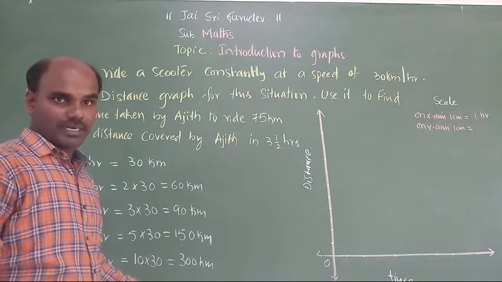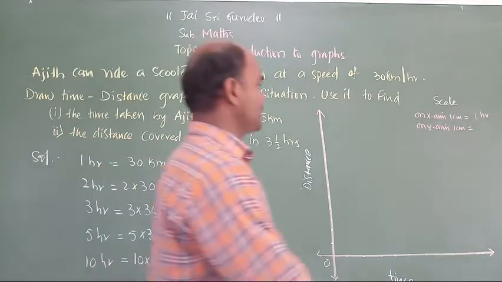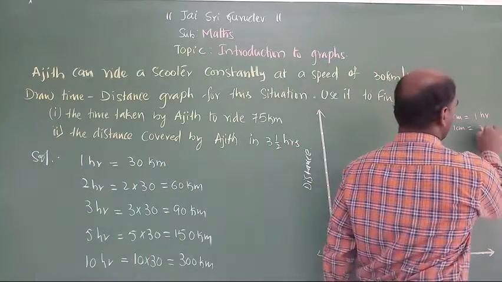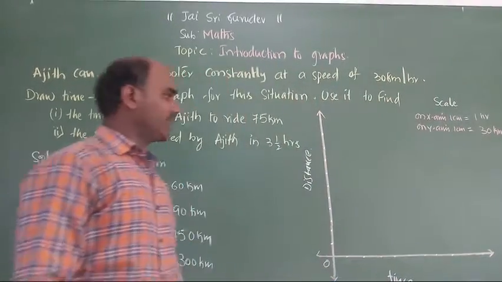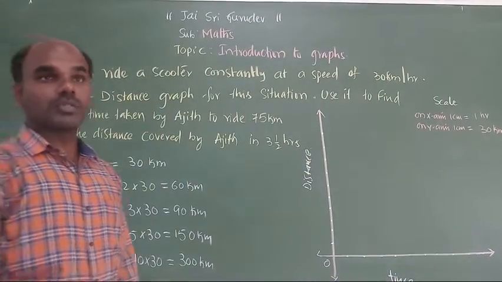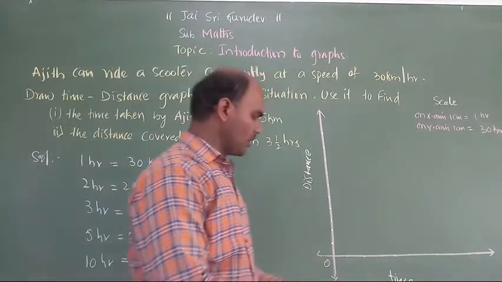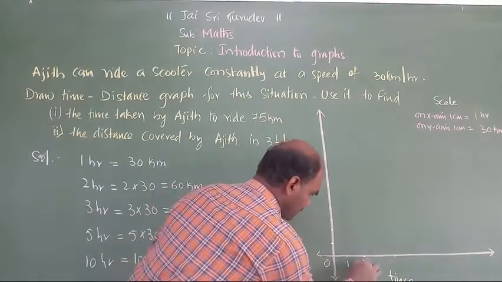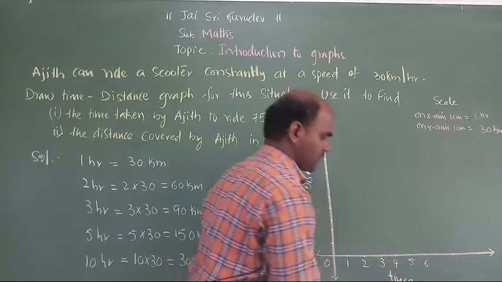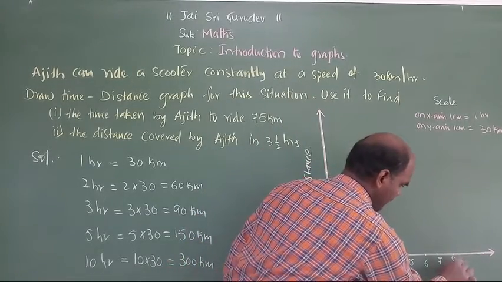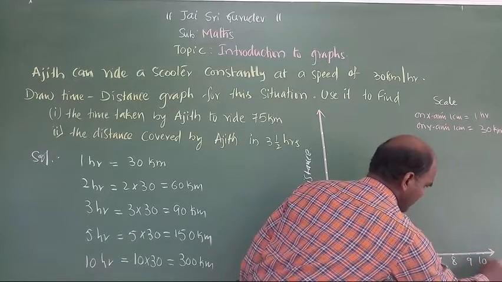30 is the distance we are getting now. So that will become 30 kilometers. After taking the 30 kilometers, the values we want to be represented here are 1, 2, 3, 4, 5, 6, 7, 8, 9 and 10.